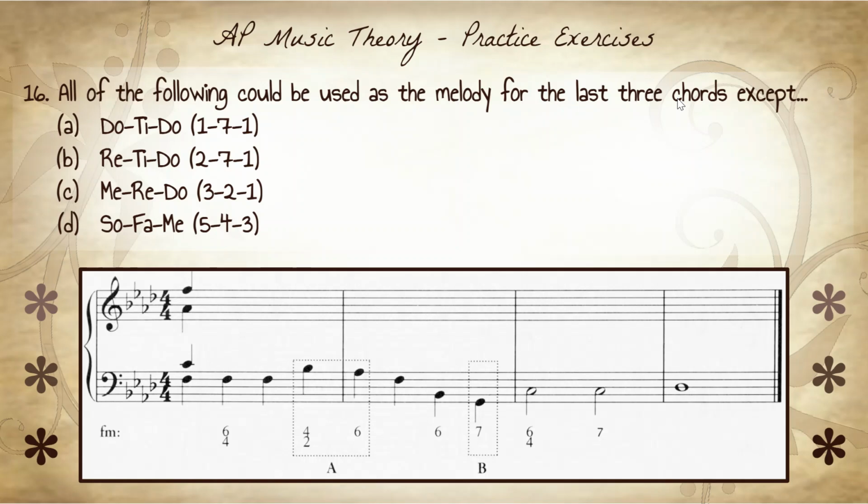And the very last question. All of the following could be used as the melody for the last three chords, except: is it A, Do Ti Do, scale degrees 1 7 1, B, Re Ti Do, scale degrees 2 7 1, C, Me Re Do, 3 2 1, or D, So Fa Me, 5 4 3?